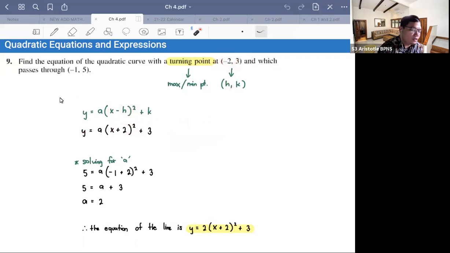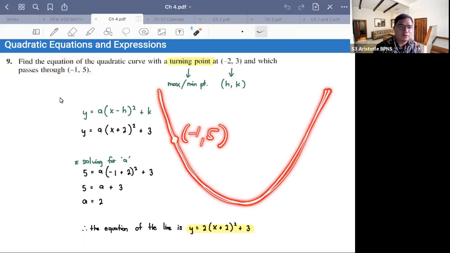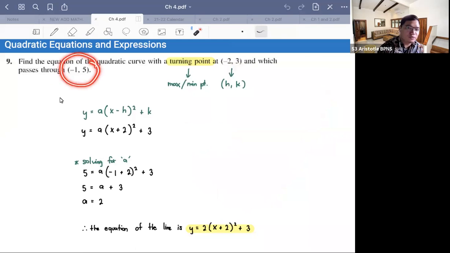However, we still need to find out what a is, because we cannot have an equation without any value for a. So how can we find that? Now, that is where the second point comes in. It says that the curve passes through (-1, 5). That means that particular point is also part of the solutions because it's along the curve. So we are going to solve for a using this point right here.